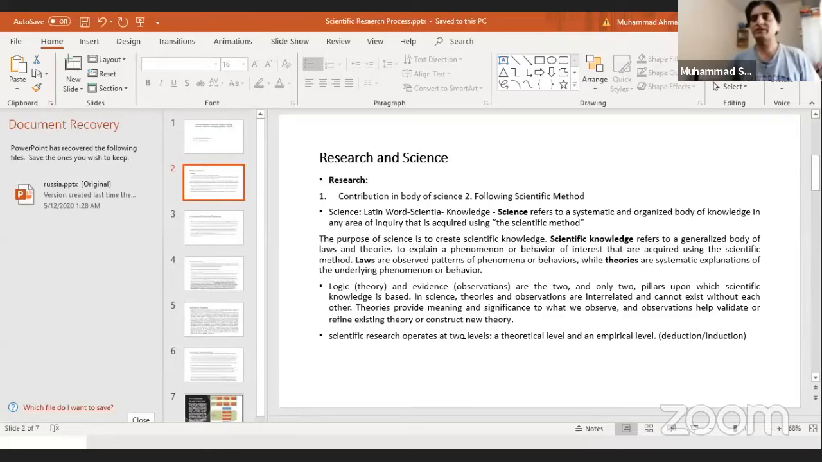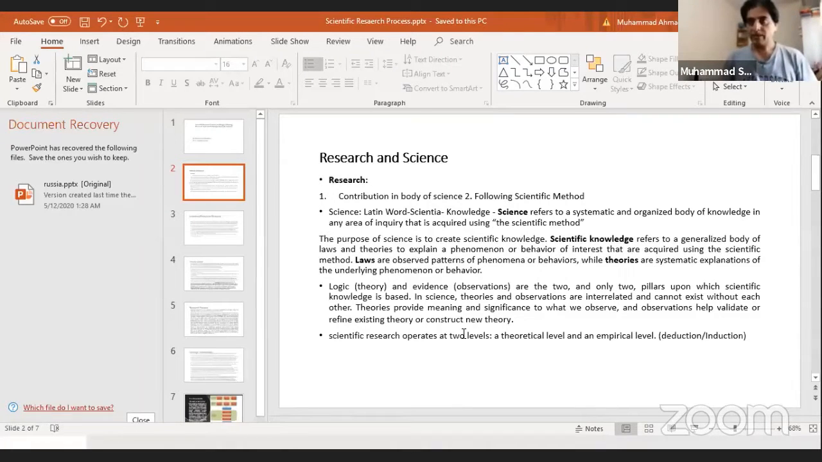For example, the purpose of science is to create scientific knowledge. Scientific knowledge refers to a generalized body of laws and theories to explain a phenomena or behavior of interest that are acquired using the scientific method. So in this statement, there are two major concepts, that is laws and theories. So we have to understand what is the meaning of law, what is the meaning of theories. So here, laws are observed patterns or phenomena or behavior, while theories are systematic explanations of the underlying phenomena or behavior.